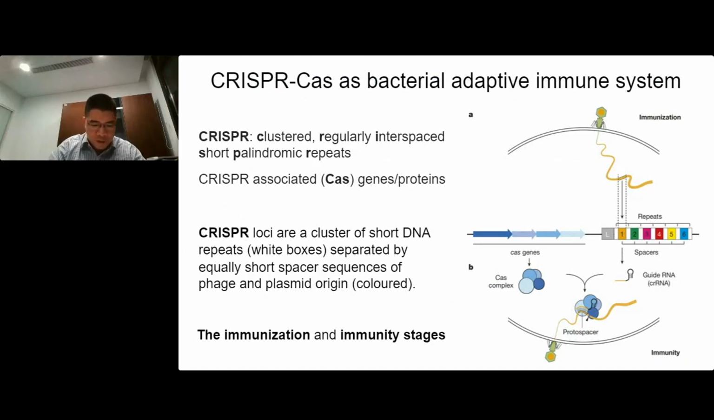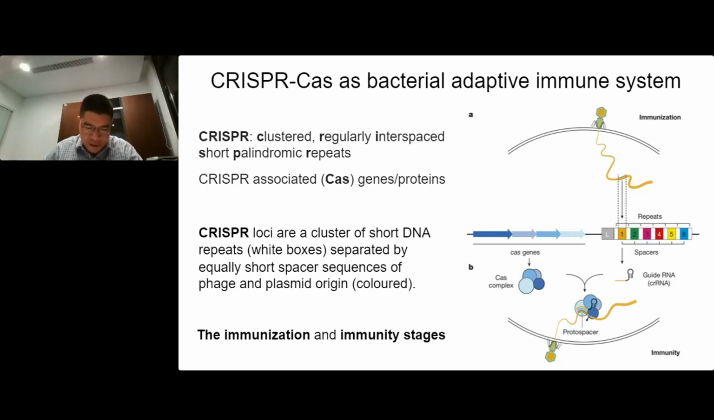The CRISPR systems, we know, originate from the adaptive immune system of bacteria, and CRISPR stands for clustered regularly interspaced short palindromic repeats. The CRISPR loci are clusters of short DNA repeats separated by equally short spacer sequences of phage and plasmid origin. And this repeat and spacer sequence is flanked by an operon of CRISPR-associated genes that encodes the machinery for the immunization and immunity stages of the system.